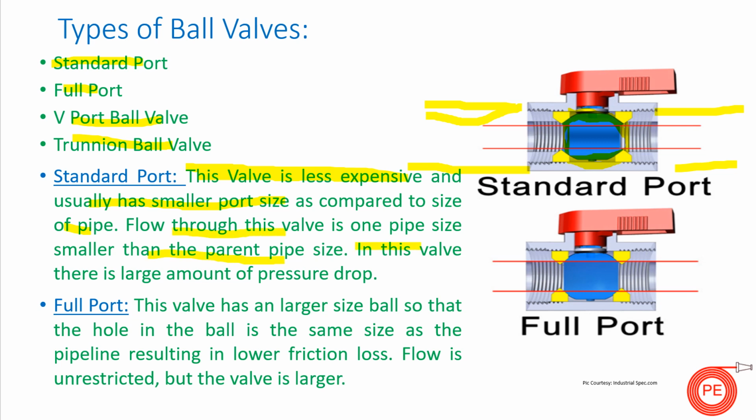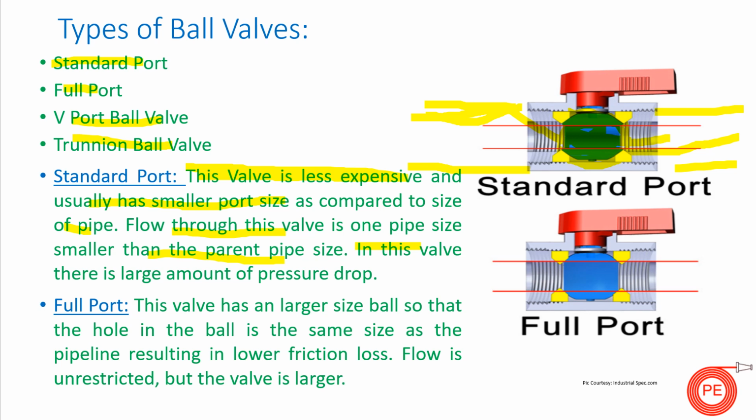In this valve, the flow moves in a restricted path. Suppose my flow comes like this, and due to this restricted passage there will be some pressure losses, because the velocity in the restricted part will increase and pressure losses will be there.